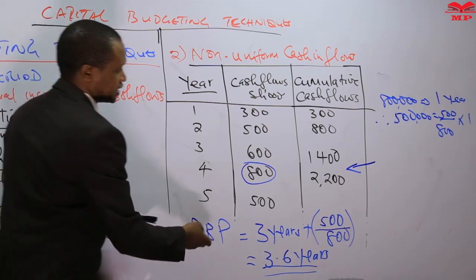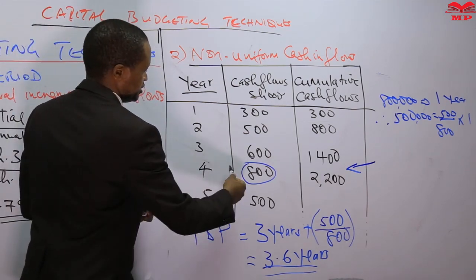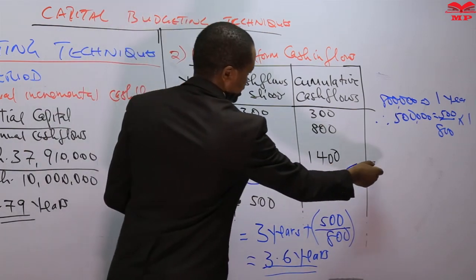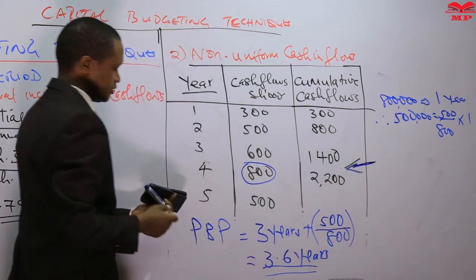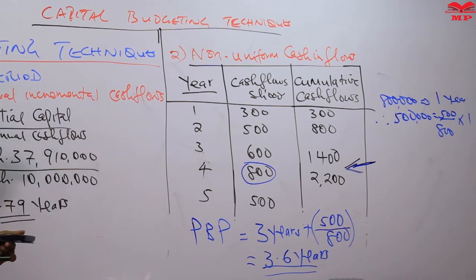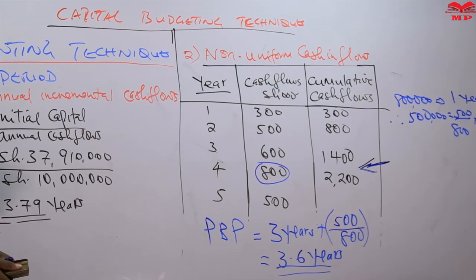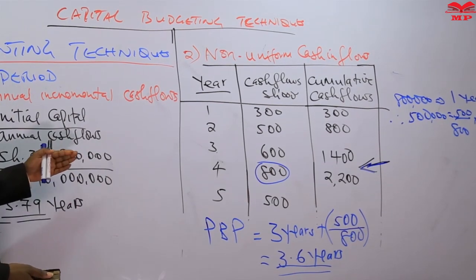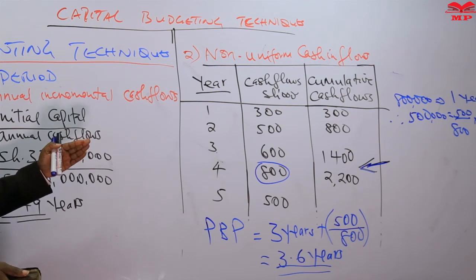That is, 3.6 lies between year 3 and 4. So that is how to determine the payback period of non-uniform cash inflows. So the 1.9 cost is recovered between year 3 and year 4. So what we have done is simply to learn how to compute. This is how you compute.